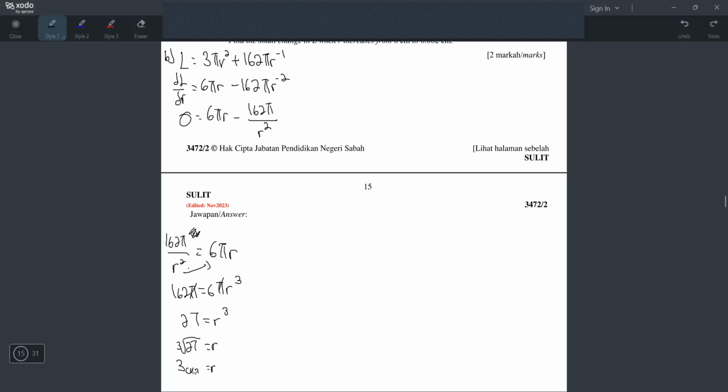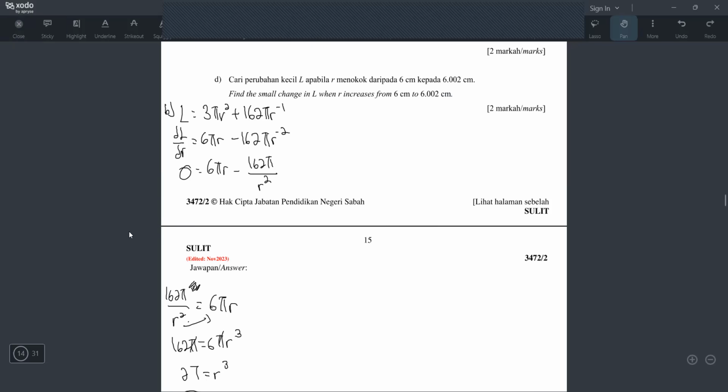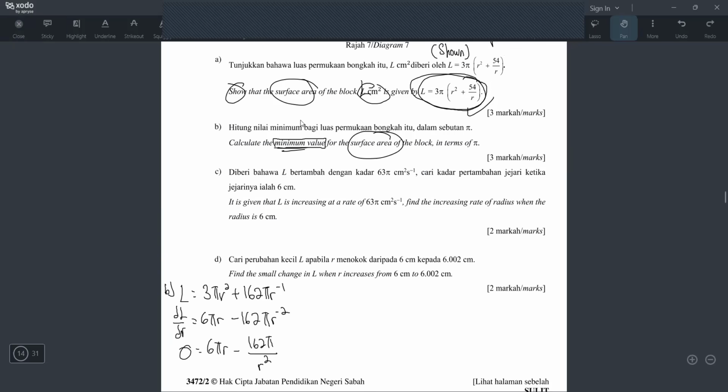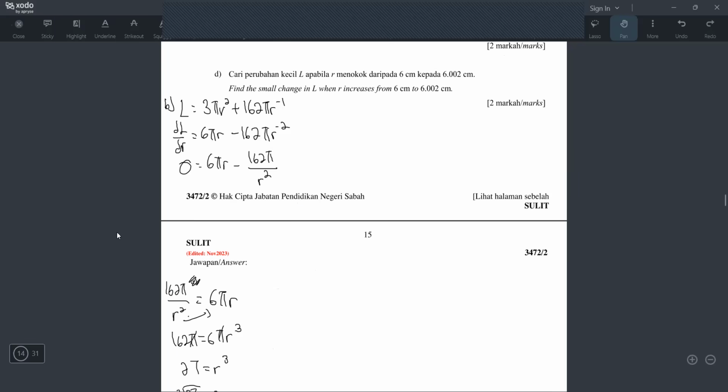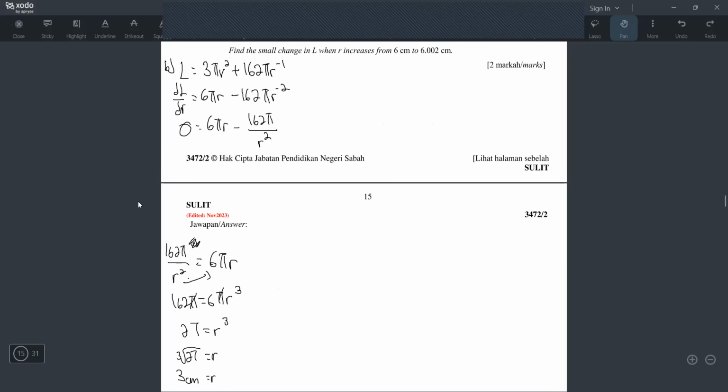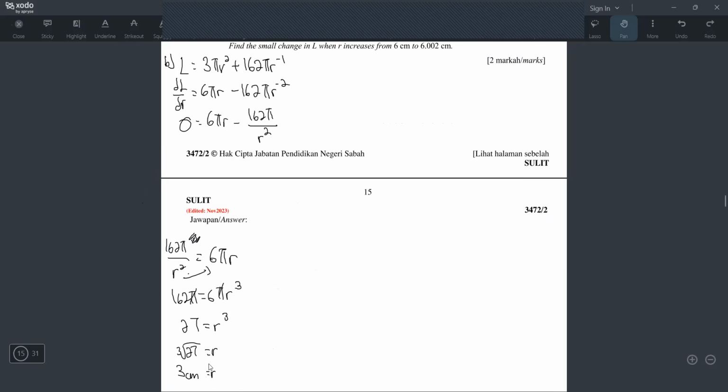But is this the answer? Okay, now you have to read the question. If the question says find value of r, then this is the answer. But if they say find value of L, then it means you still have to take the 3 and substitute into the original equation to find L. So let's see what the question wants. Let's scroll up. So calculate the minimum value for area. Means for L, surface area is represented by L. So calculate minimum value of L for the block in terms of pi. So obviously, they don't want the R minimum. They want the L minimum. So how to find the L minimum? Just take the 3 cm and substitute inside this equation, right?